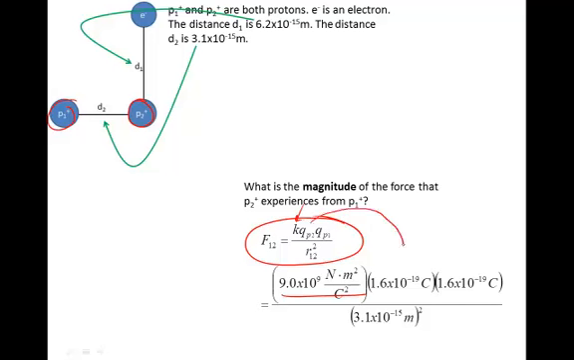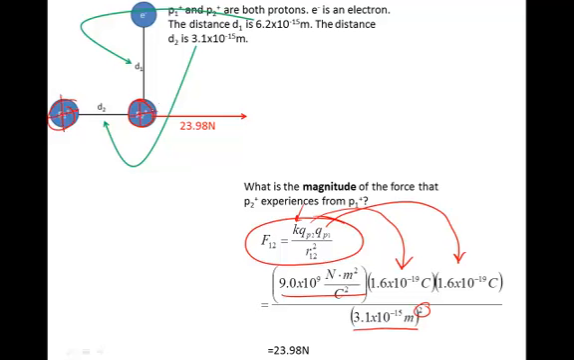P2, the proton, has a charge of 1.6 times 10 to the minus 19th. The other is a proton, so it as well has a charge of 1.6 times 10 to the minus 19th coulombs. Remember, we're going to leave the negative and positive signs out right now because they're not really helping us out as far as direction goes. The distance between them, like we said, is 3.1 times 10 to the minus 15th meters, and we have to remember to square that. So we get a value of 23.98 newtons.